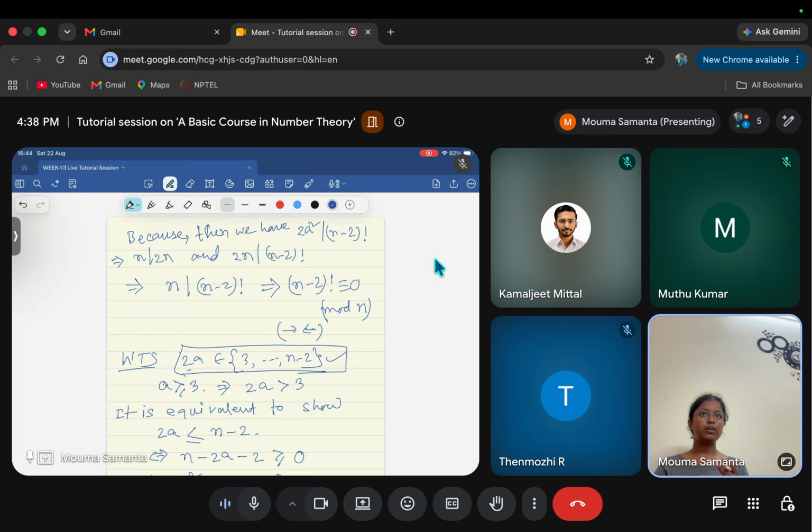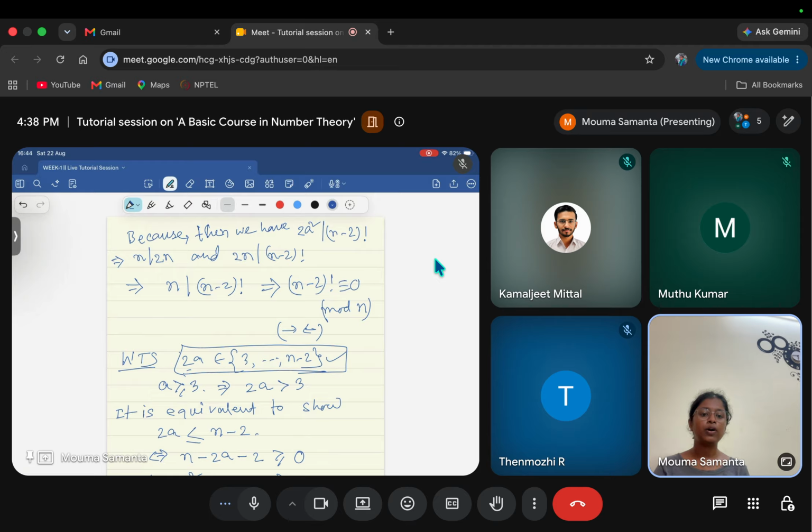So the first case was the trivial case, when we consider a to be exactly 2, that means n equals 2 square, that is 4. In that case we get that (n minus 2) factorial is not congruent to 1 mod 4, that is mod n. So n cannot be 4.